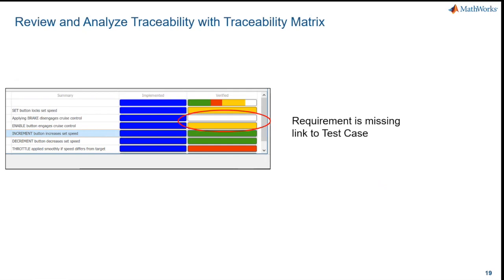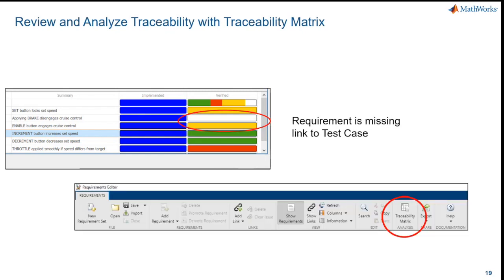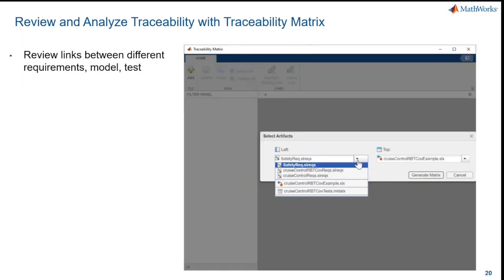A missing test for this requirement is visible by this gap and a verification status. The new traceability matrix became available, I think, 3 or 4 years ago, I'm not sure, but it's really good because you can see if there is any gap. Let's see one example here.